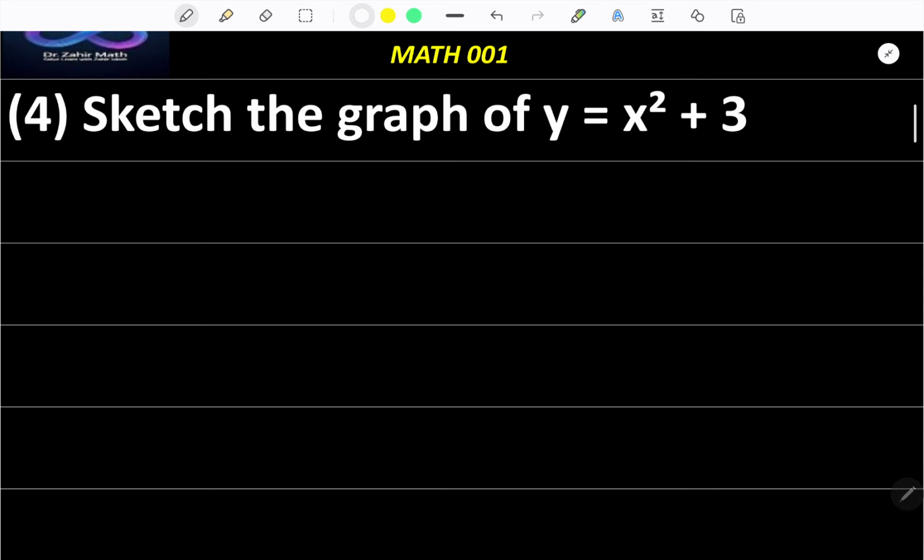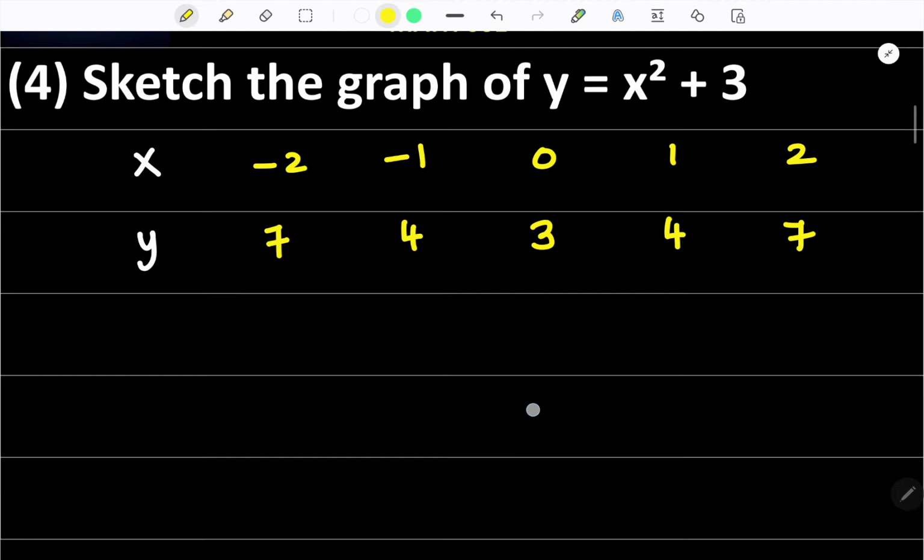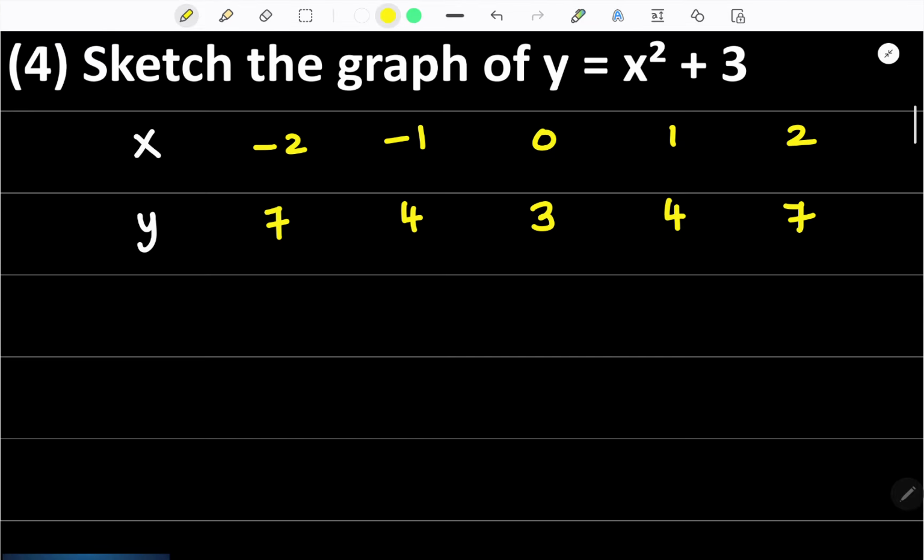Let's go to the next question. Sketch the graph y = x² + 3. Take the x points and y points, from -2, -1, 0, 1, 2. Put x equal to -2 in the equation, you will get 7. Put x equal to -1, you will get 4. x equal to 0, you will get 3. x equal to 1, you will get 4. x equal to 2, you will get 7. How, teacher, are you getting this one? Very easy.